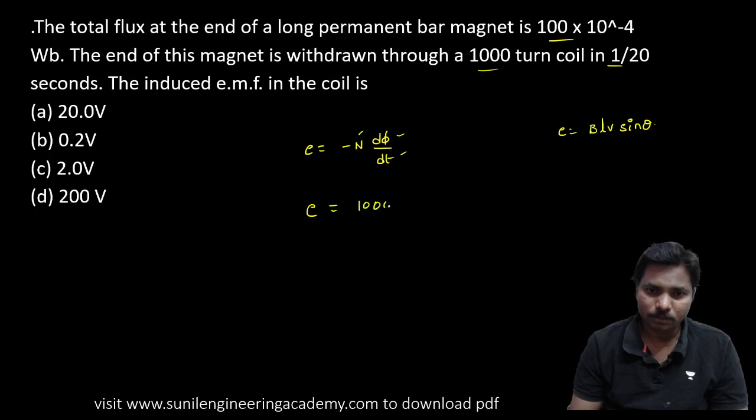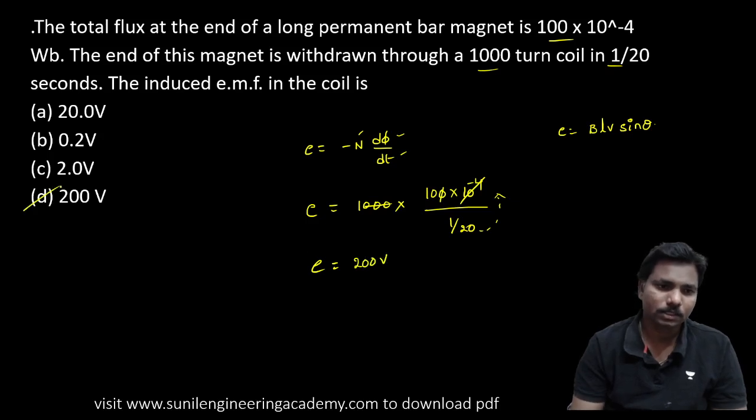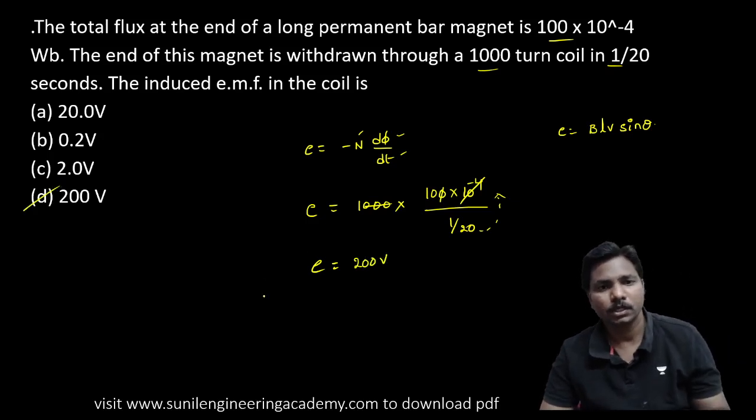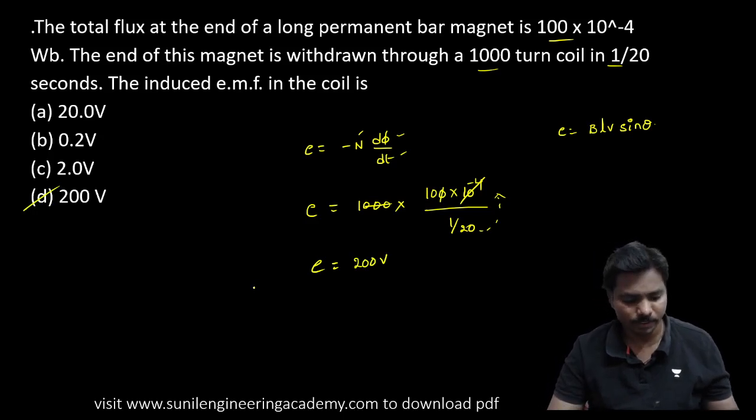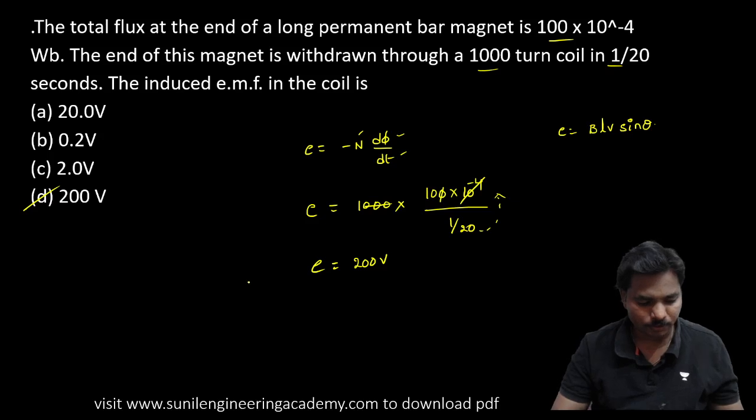Number of turns 1000, change in flux 100 into 10 power minus 4 Weber, by time 1 by 20. This 20 also comes to the numerator. Here 3 zeros, 4 zeros, 10 power minus 4 cancelled out. 20 comes to the numerator, 20 into 10, 200. So the answer is option. Okay, very easy question. Coming to the next one, guys.